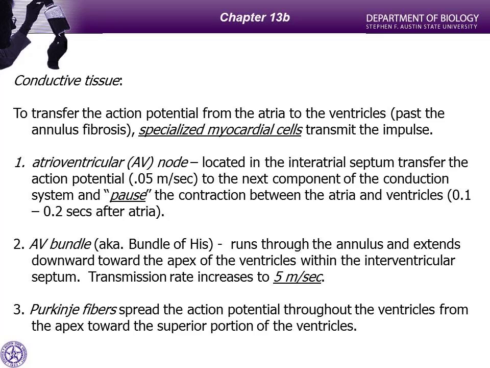Because remember, the atrium's squeezing that last 20% of blood into the ventricles, that end diastolic volume, so that now we can force the blood out. That 1/10 of a second delay is conferred by the atrioventricular node. So it's not just some trivial thing, that pause. That's one of the more important things that happens in the AV node.